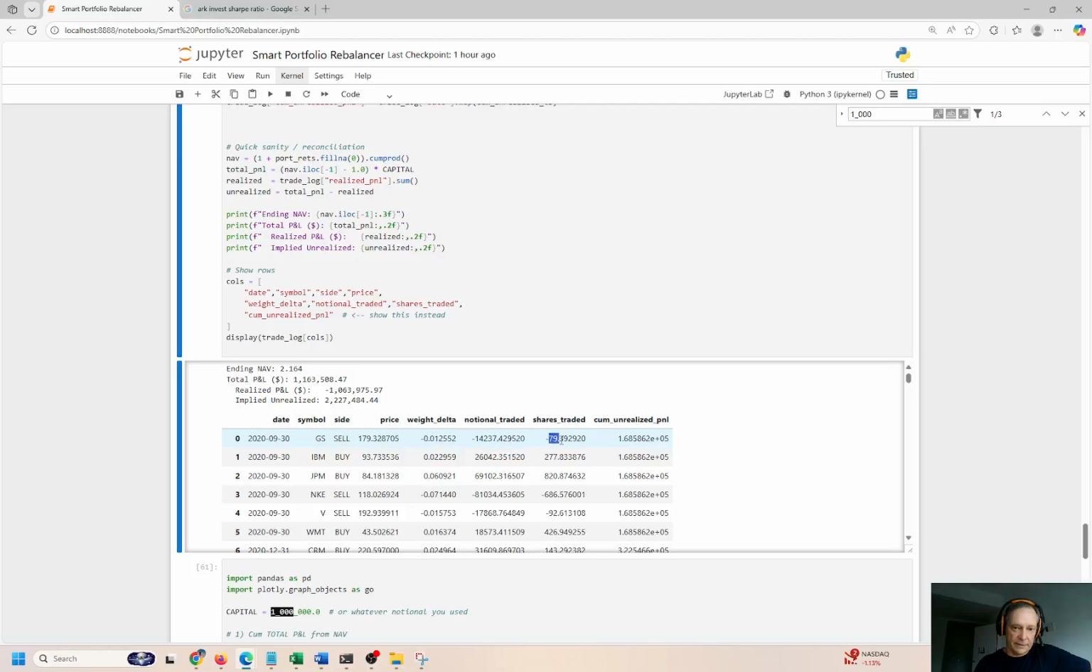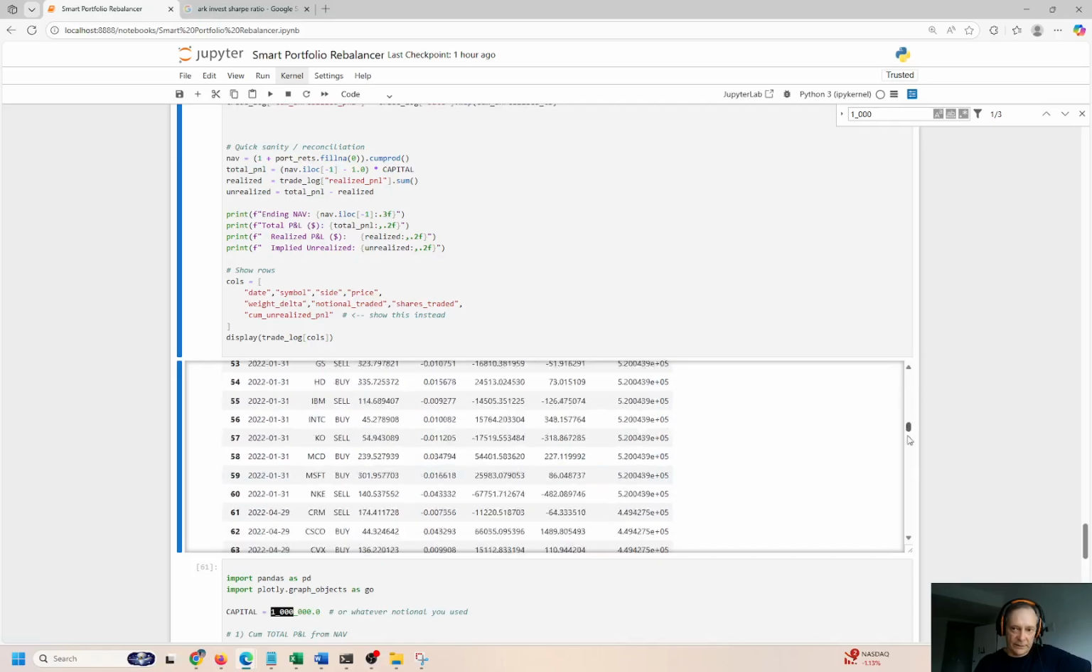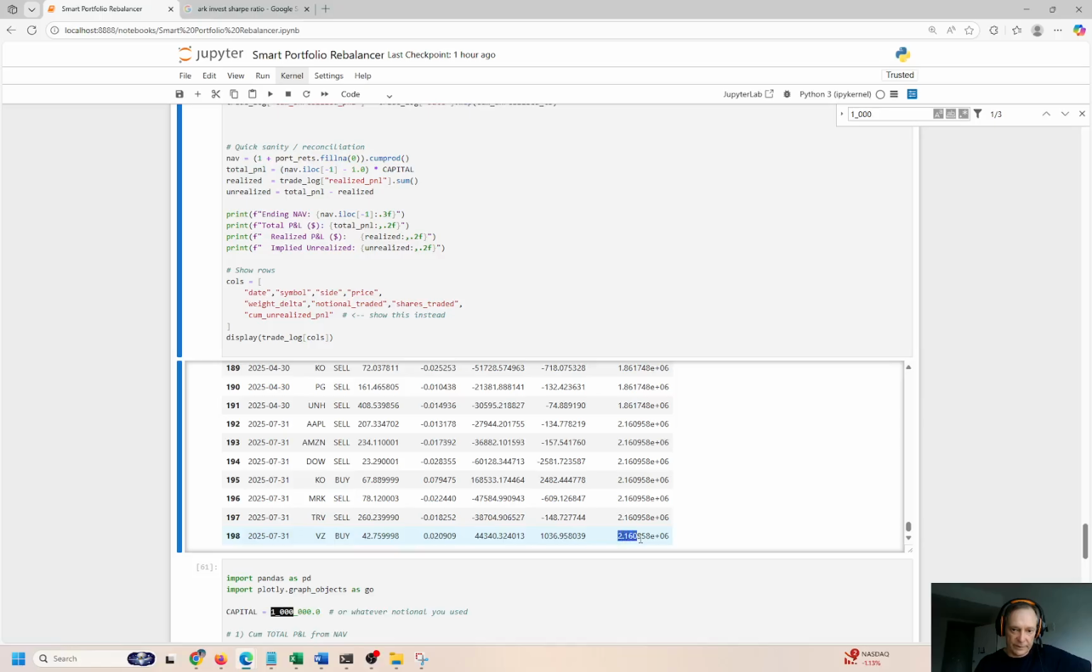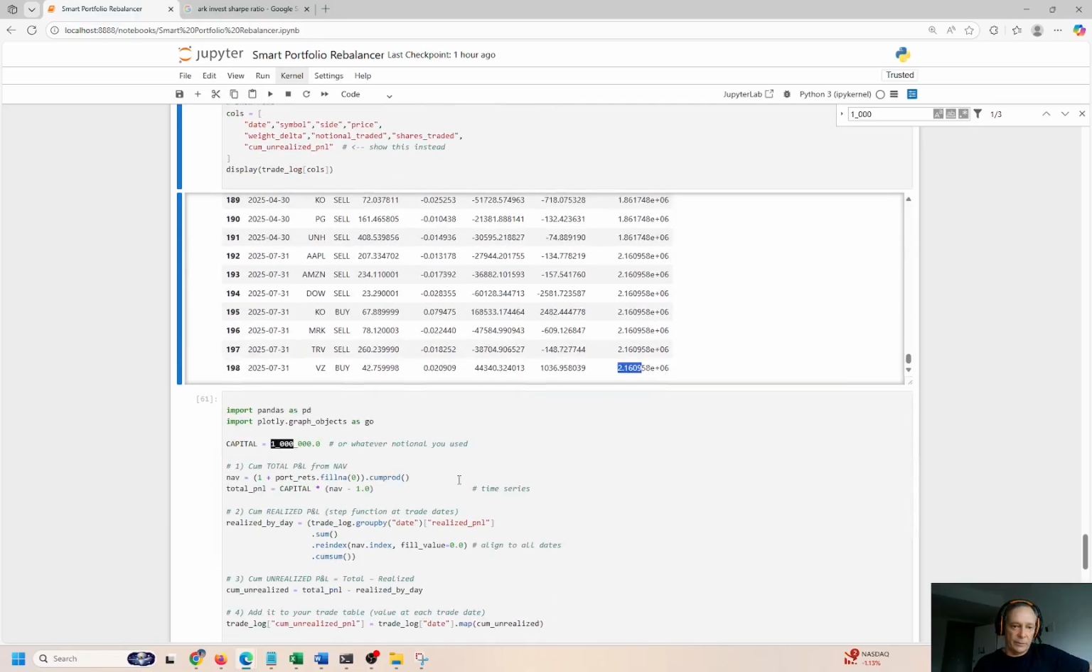Because it's a sell, it's negative. Over here, this is the buy, so this is positive, right? Positive, positive, sell, negative, buy, positive. So number of shares traded, price, and then the cumulative unrealized P&L. If I go down here, P&L 2.169. So again, positive, we started with $1 million, now we have 2 million, so a little bit more than double.